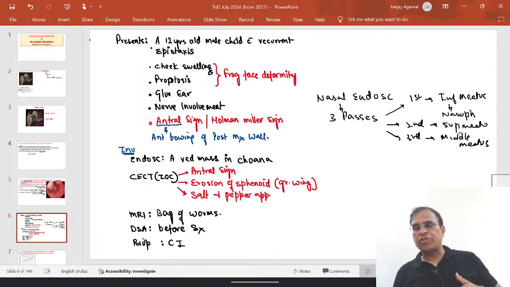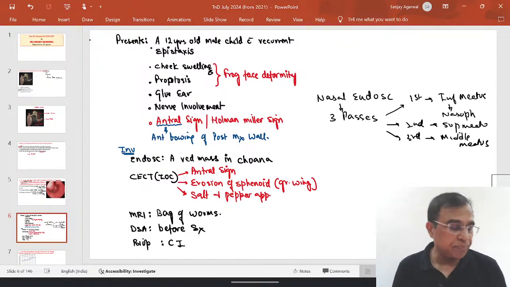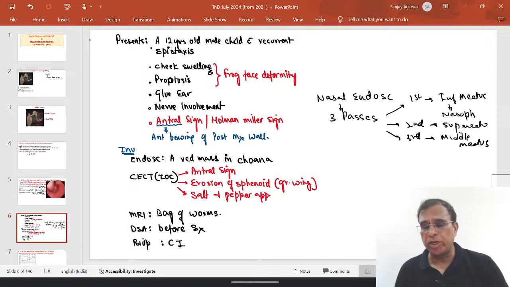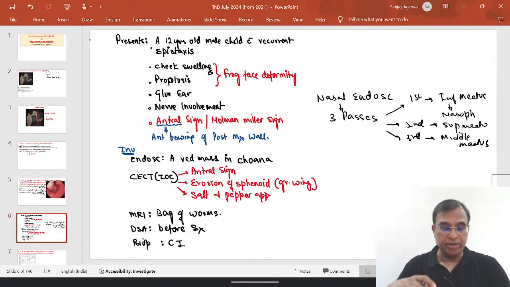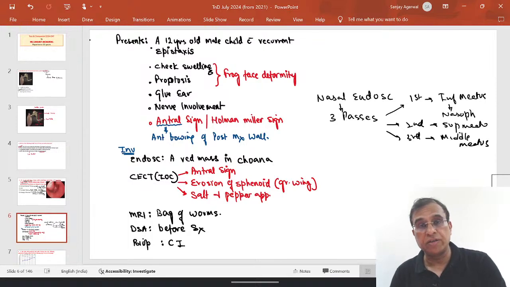So these are the three passes of the endoscopy. Now the image is not important. I don't know why you want to see the image. I don't have it in this particular slide. I don't have the image of any of these passes, so I'm sorry I can't show you.